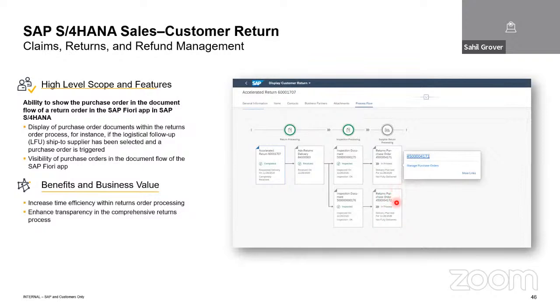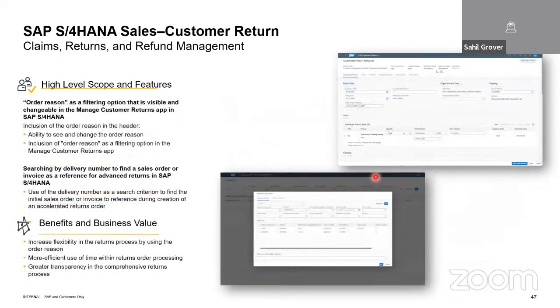Now there is an ability to show the purchase order and the document flow of the return order in the SAP Fiori app in SAP S/4HANA Cloud. So it is also a return purchase order. It will show you in the process flow also.